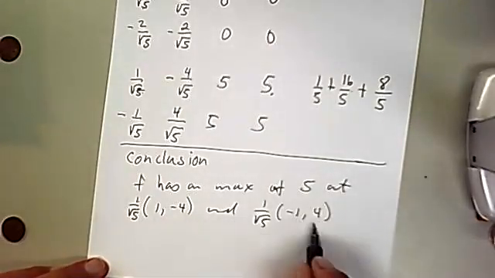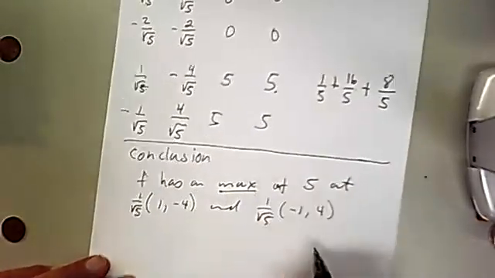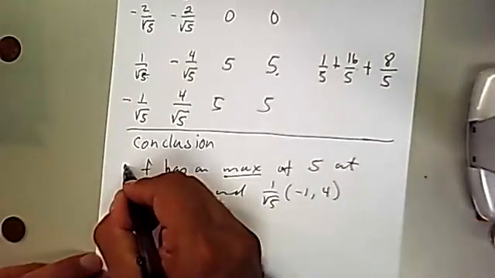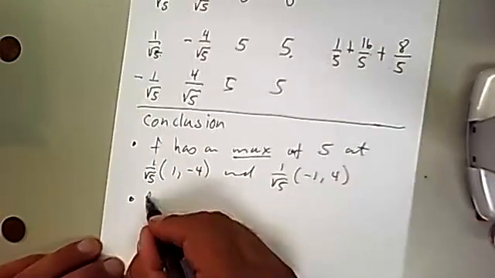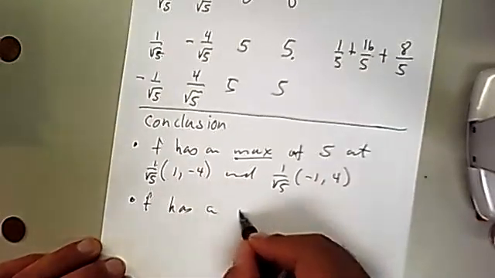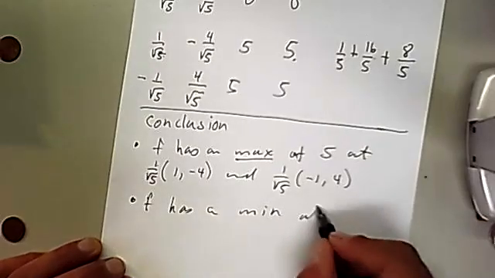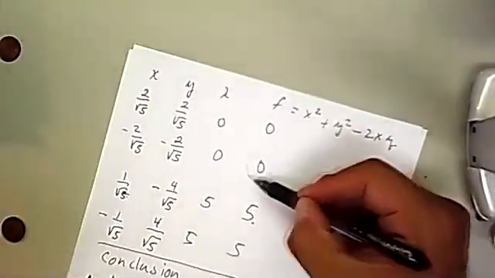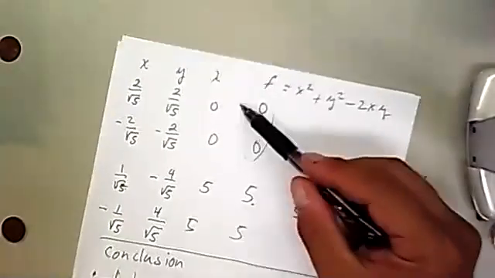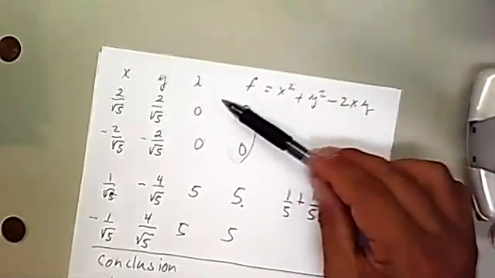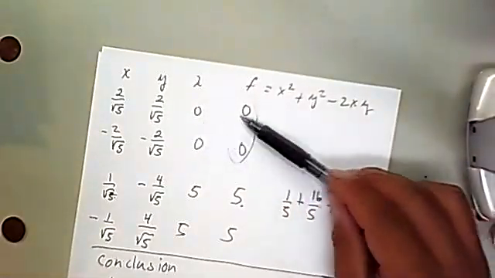So those are the 2 points where we have a maximum. So we can write this as a bullet. Second bullet, f has a minimum of 0. That's the output 0. I haven't analyzed it in more detail, but that is very coincidental.